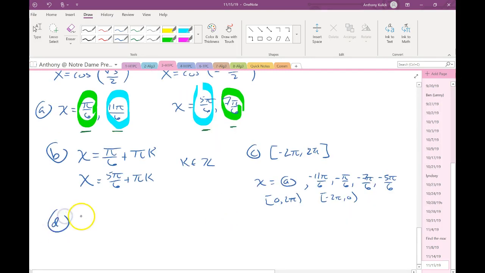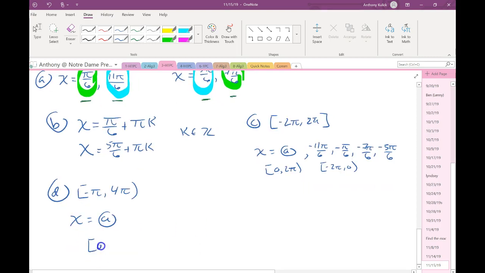And then for D, we want our answers from negative pi to 4 pi. So we definitely have our answers from part A. That's the stuff from 0 to 2 pi. We're going to get some of our answers from part B for the negative portion. So which one of these are greater than negative pi? Well, there's this one and this one. The other two are too small. So I guess I'll recopy those answers. I don't like it, but I'll do it.